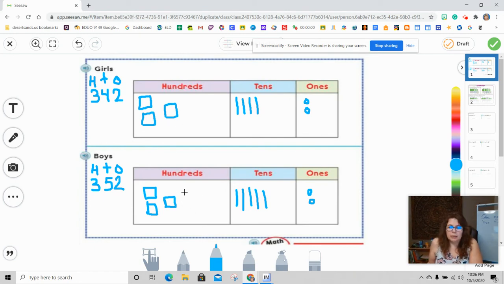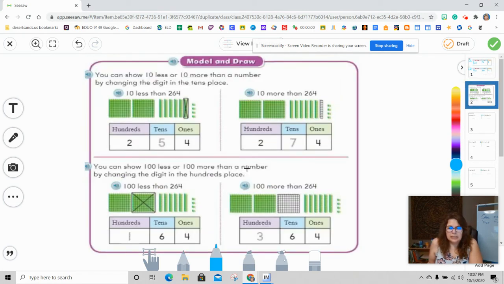Just by looking at the place value, I was able to see that the hundreds place is the same. The girls, the tens place they only have 4. The boys have 5 tens, so there's one more. And the ones place was the same. So basically, this is the same thing.